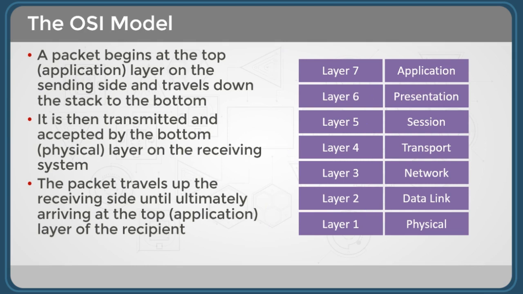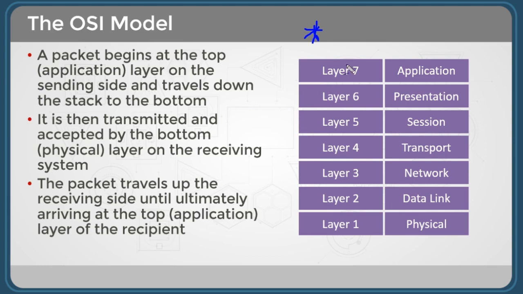Now, we'll talk about what each layer does in the upcoming presentations, but for the time being, suffice to say that as you begin your communications, the packet begins at the top, the application layer on the sending side, and then travels down the stack to the bottom. And each layer does whatever it's supposed to do to that packet to get it into a format to be transferred across the physical wire. So once it's ready to go, it is then transmitted and accepted by the bottom physical layer on the receiving side.